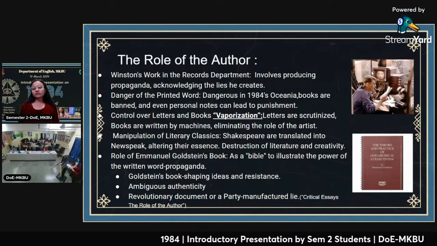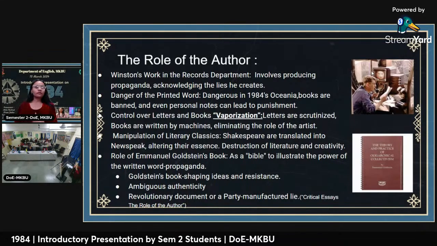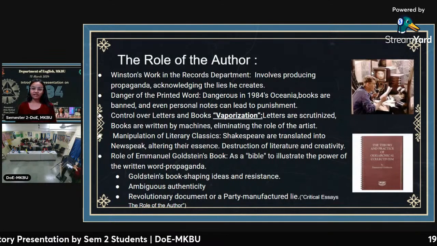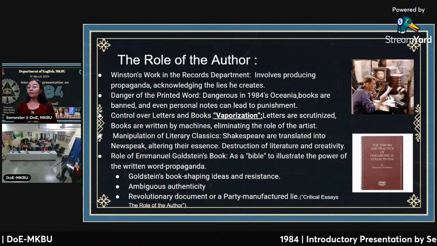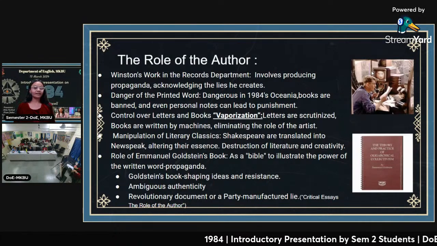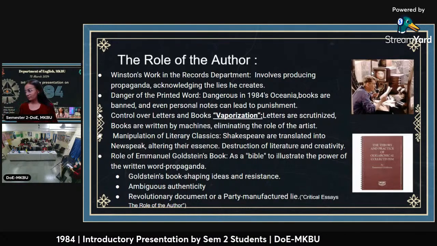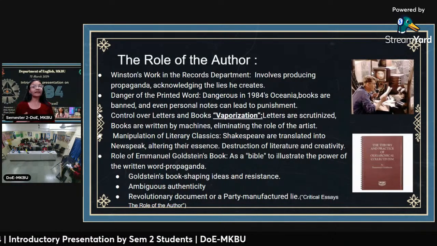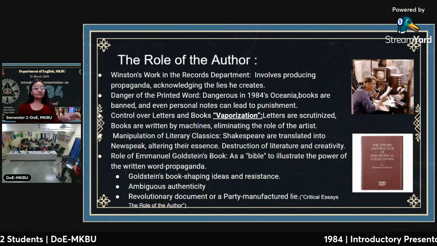And there was also a danger of the printed word. As Divya mentioned, there is no need for a diary or journal. Instead of that, Winston is writing sitting nearby the telescreen, trying not to be caught by the telescreen or Big Brother. In a way, this act is also a kind of resistance, and that is why there is a danger.